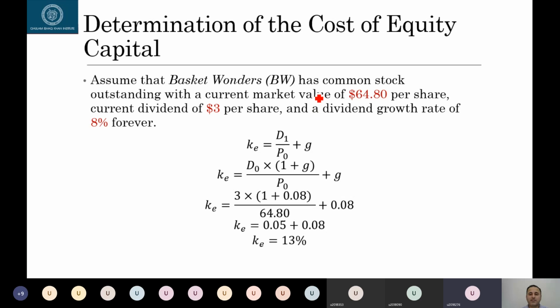Example, again: Basket Funders had common stock outstanding with a current market value of $64 per share, current dividend of $3 per share, and a growth rate of 8% forever. In order to calculate KE, we use that formula, and for D1, we use D0 into 1 plus G. Again, do not make this mistake. The current dividend is 3. If you are evaluating this security, it means that the $3, somebody else has already taken it. Somebody else already took that dividend.